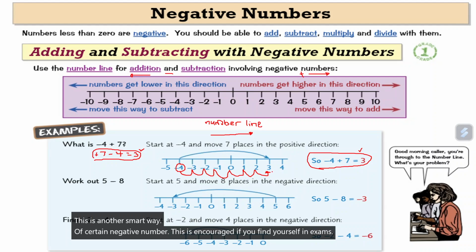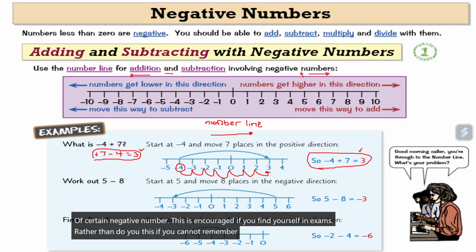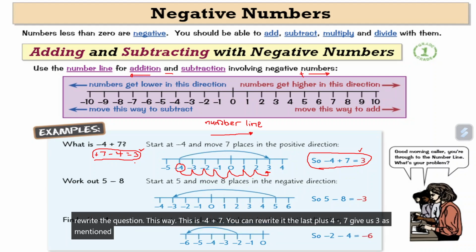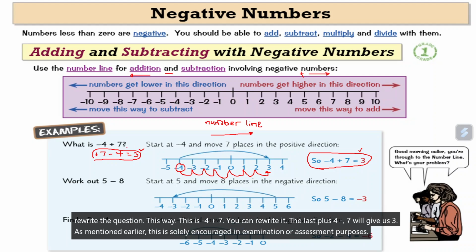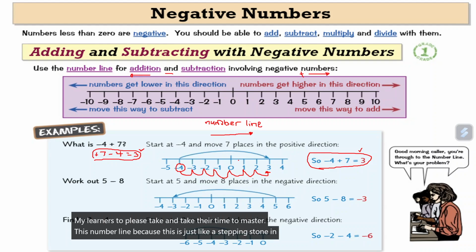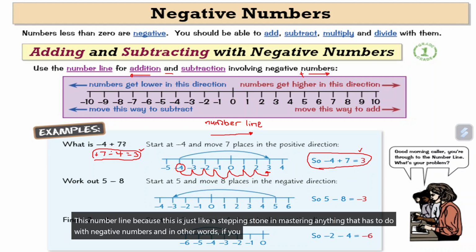Rather than doing all this, if you cannot remember this, a smart way is you can just rewrite the question this way. This is -4 plus 7. You can rewrite it as +4 minus 7 will give us 3. As mentioned earlier, this is only encouraged for examination or assessment purposes. But I will encourage my learners to please take their time to master this number line, because this is just like a stepping stone in mastering anything that has to do with negative numbers. In other words, if you are smart enough, you can always rewrite this way and you get your answer.